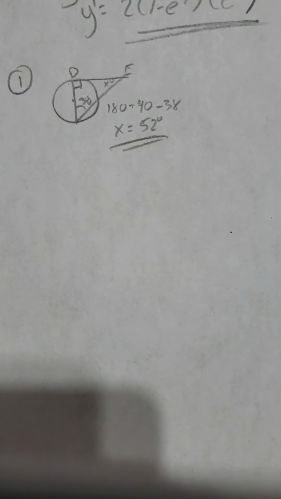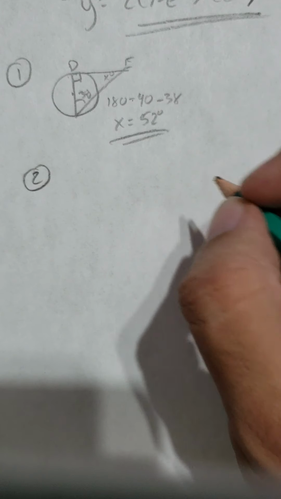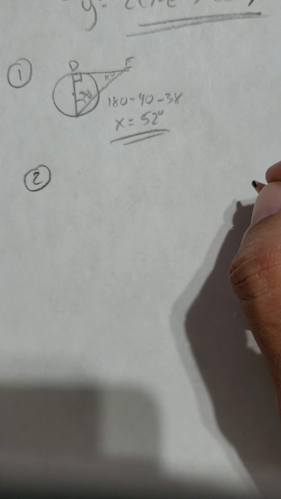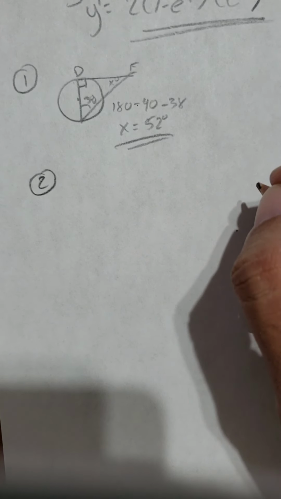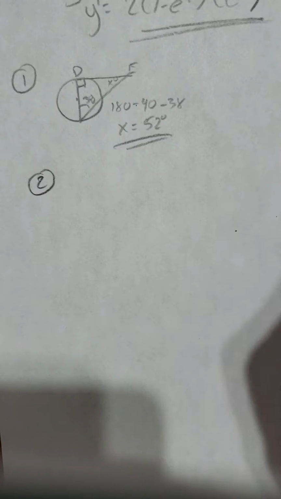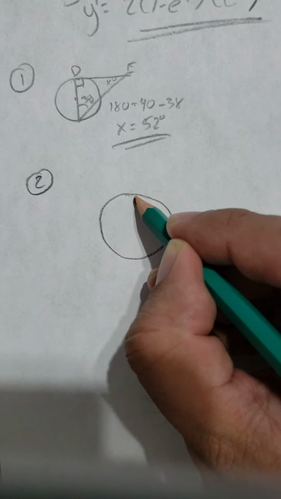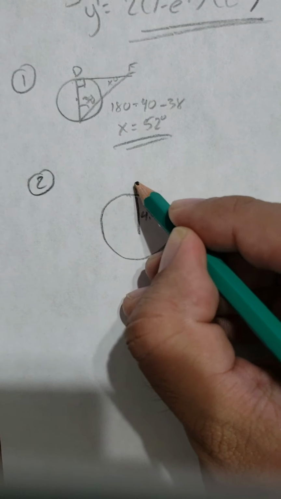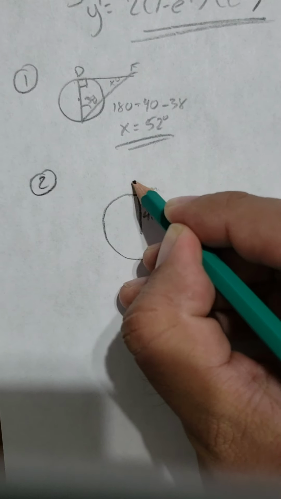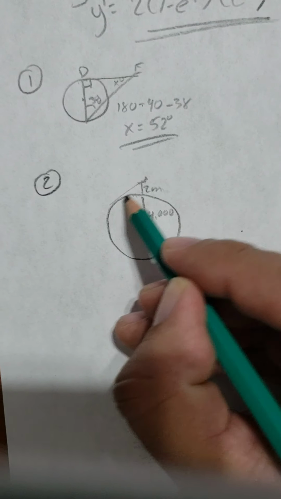Problem number 2, on page 764, says: what is the distance to the horizon that a person can see on a clear day from an airplane 2 miles above Earth? Earth's radius is about 4,000 miles. Now, to make a diagram, we know that the radius is 4,000 miles, and the airplane is 2 miles over here. This is the airplane. Now the question is what is the distance here?